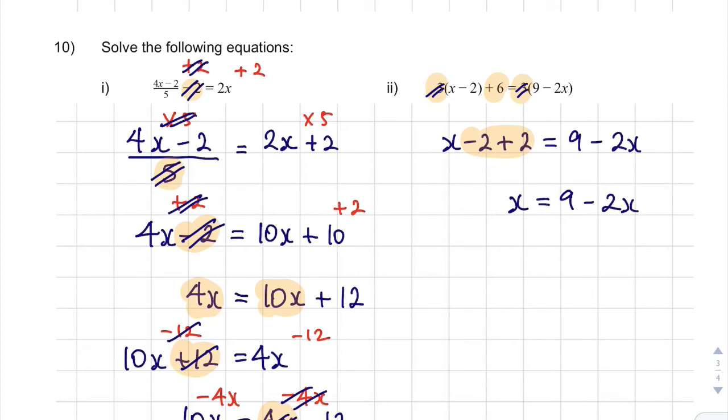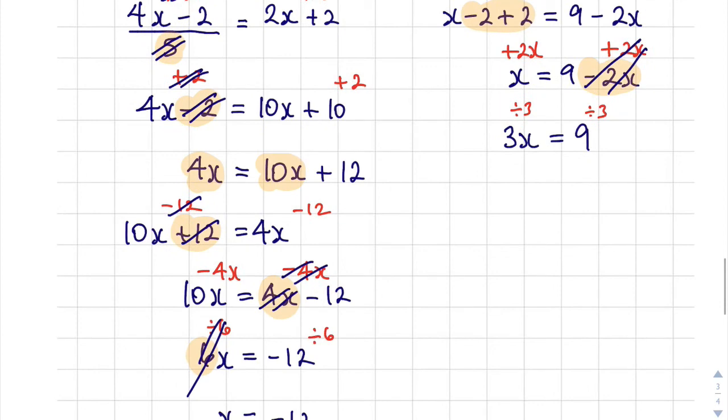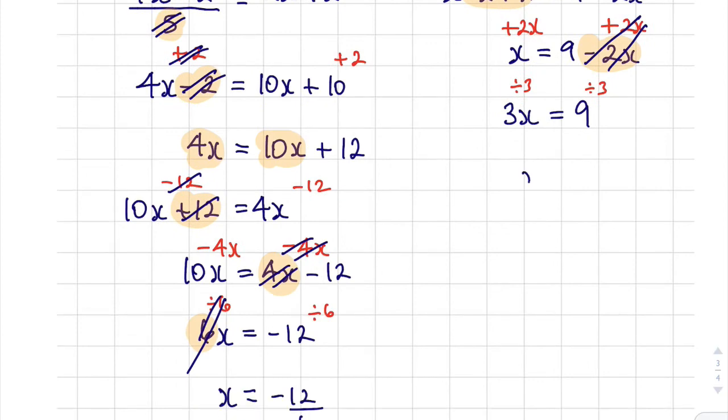I now need to deal with this -2x. And to do that, I'm going to add 2x to both sides. So plus 2x and plus 2x. Now when I do that, the x plus the 2x is 3x. So 3x is equal to, these cancel, just leaving me with the 9. And the last step here is to divide by 3. So divide by 3, divide by 3, and we get that x is equal to 3.